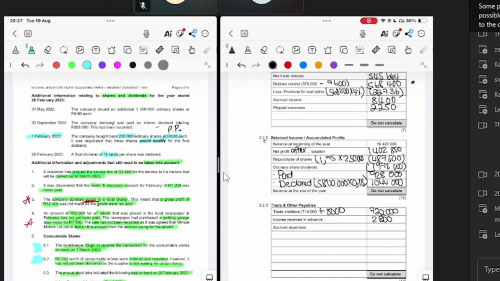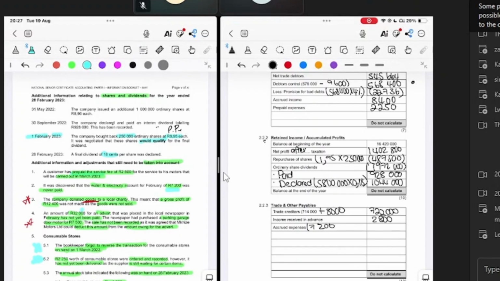2,800. Excuse me. Then we carry on to accrued expenses. These are expenses that we still need to pay. We owe them. Water and electricity for February, 7,200, was never paid. That will be part of our accrued expenses. Then we have the advertising. We were told that an advert of 32,000 was placed in the local newspaper in February and has not yet been paid. So we didn't pay 32,000.